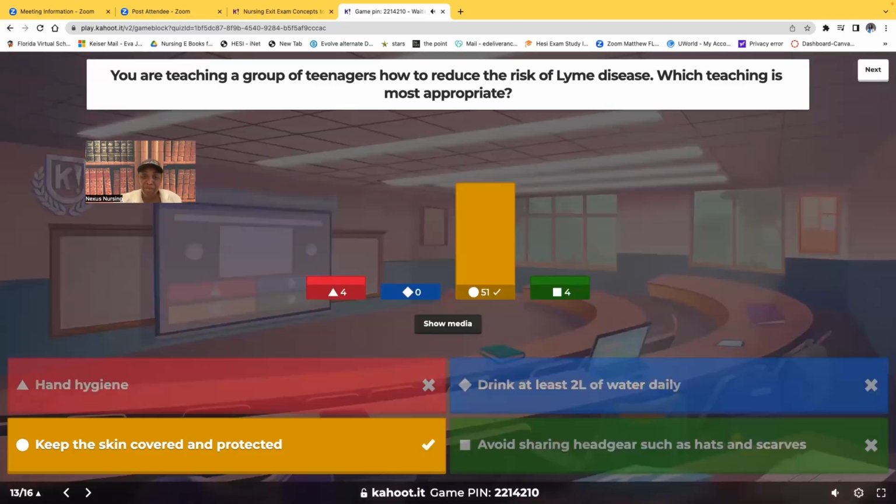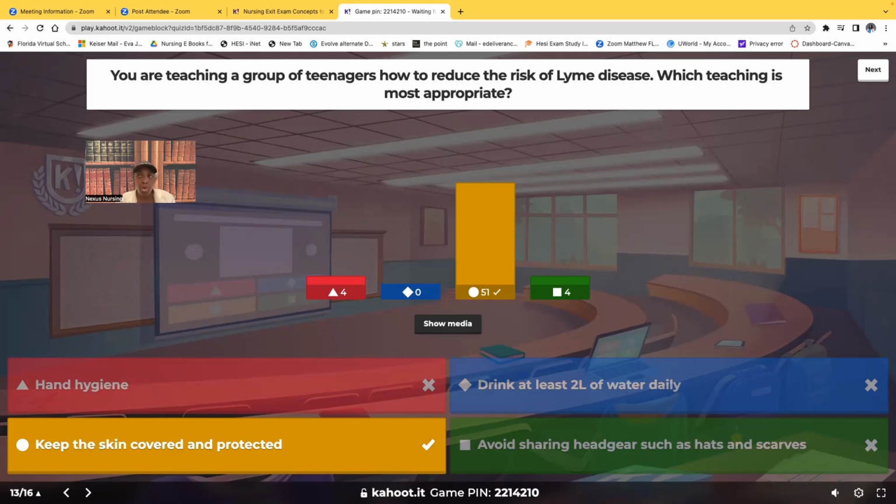I am so proud of you guys. I thought that most of you guys were going to be fooled and choose hand hygiene, but you guys understand that it's going to be keep the skin covered and protected, because how is this transmitted? It comes from that tick, right?